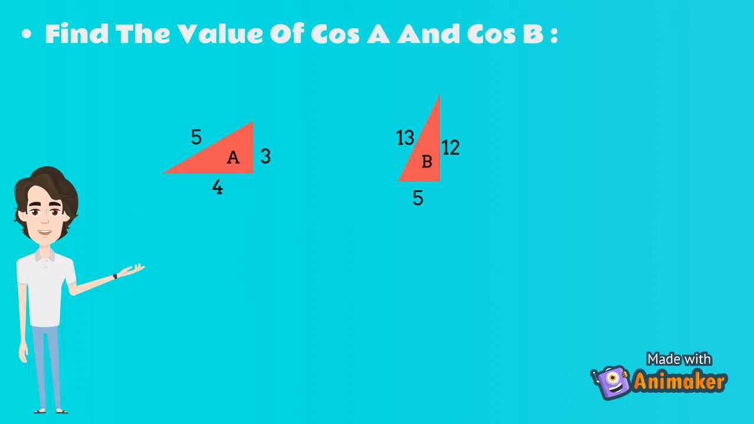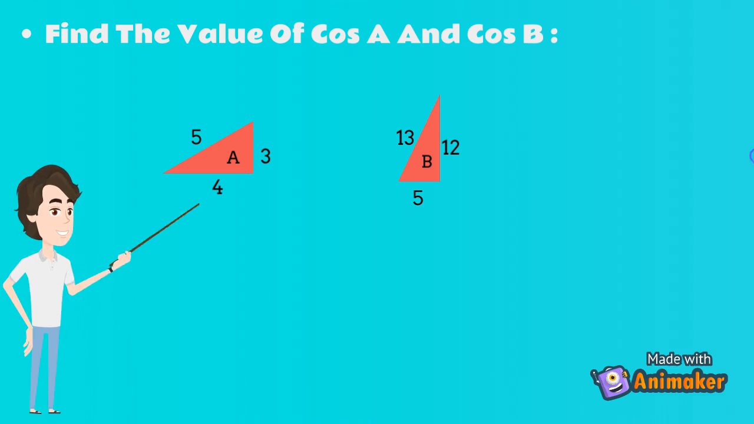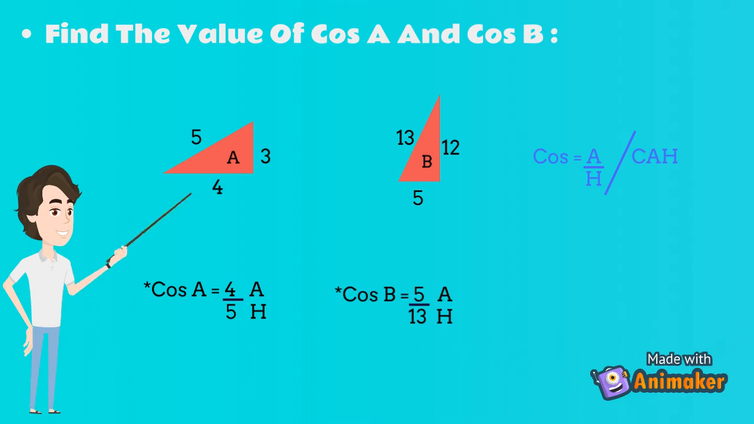Now we have the values of triangle A and triangle B. Next, we have to find the value of cosine A and cosine B. We learned before that cosine equals adjacent over hypotenuse, which we call CAH. So that means cosine A equals 4 over 5, where 4 is adjacent and 5 is hypotenuse. And then cosine B equals 5 over 13, where 5 is adjacent and 13 is hypotenuse.